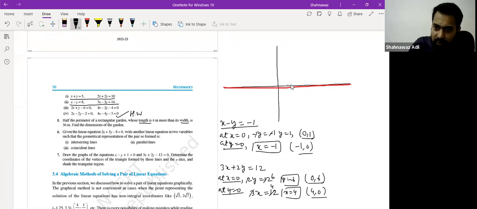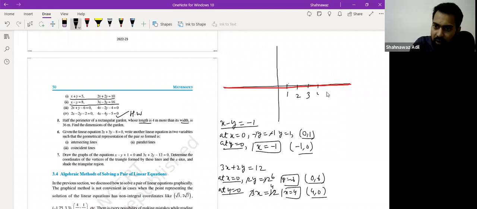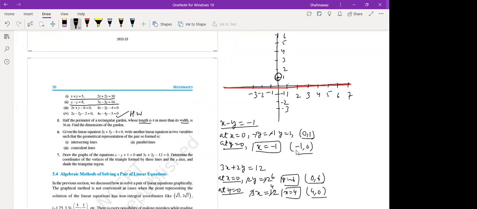So on the x-axis we mark 1, 2, 3, 4, 5, 6, 7, and on the y-axis we go up to 6. Then on the negative side, minus 1, minus 2, minus 3. So one point is 0, 1, this point. And minus 1, 0 is where?